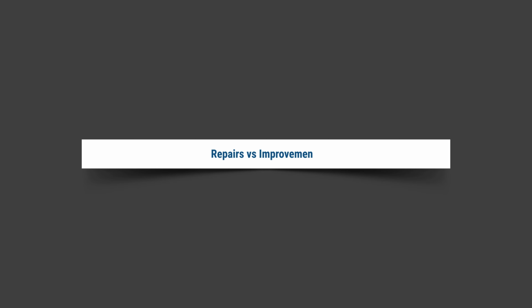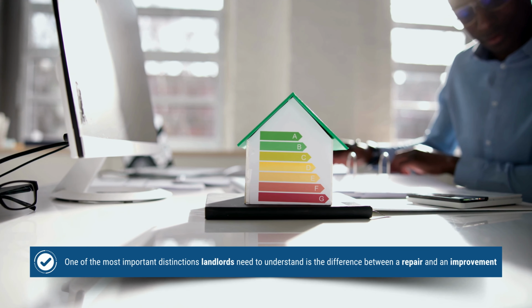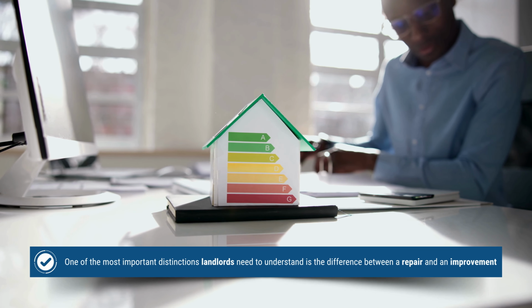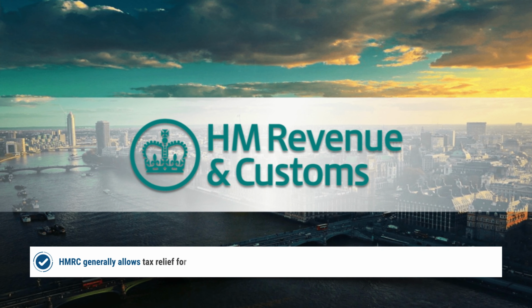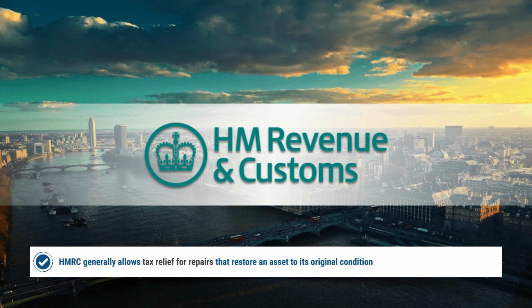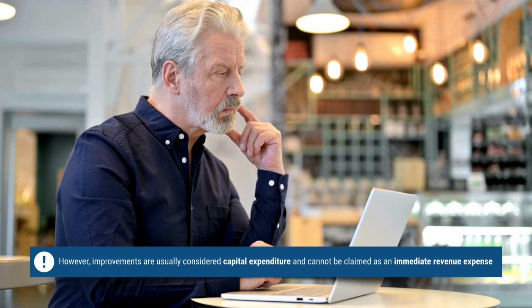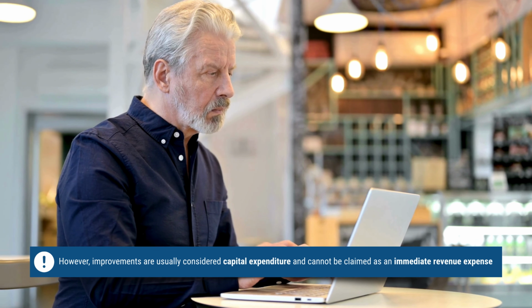Repairs versus improvements. One of the most important distinctions landlords need to understand is the difference between a repair and an improvement. HMRC generally allows tax relief for repairs that restore an asset to its original condition. However, improvements are usually considered capital expenditure and cannot be claimed as an immediate revenue expense.